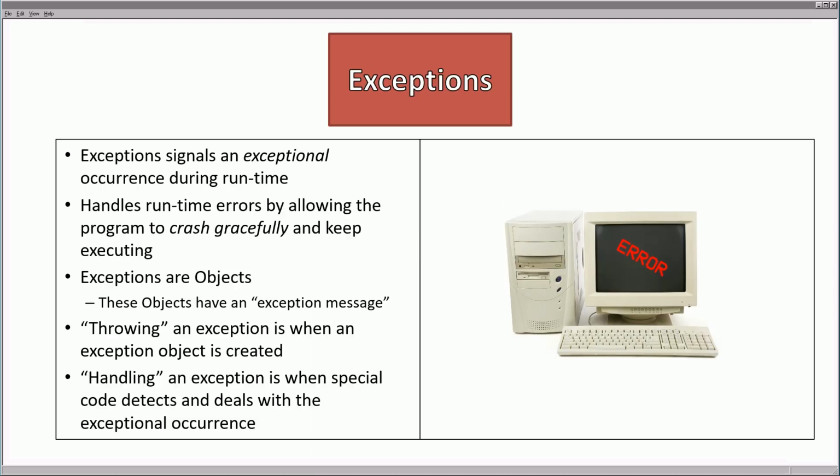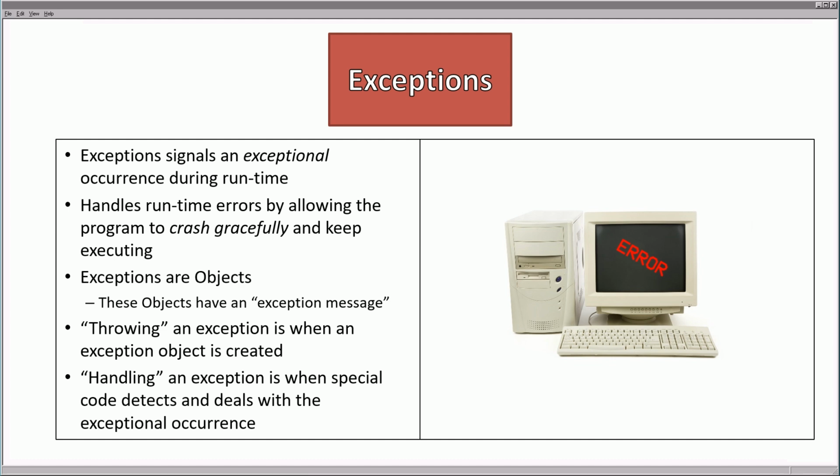Today, we're going to discuss exceptions. Exceptions signal an exceptional occurrence during runtime. Now, these handle runtime errors by allowing the program to crash gracefully and keep executing. In Java, exceptions are objects, and these objects have an exception message. So in other words, what went wrong during runtime?